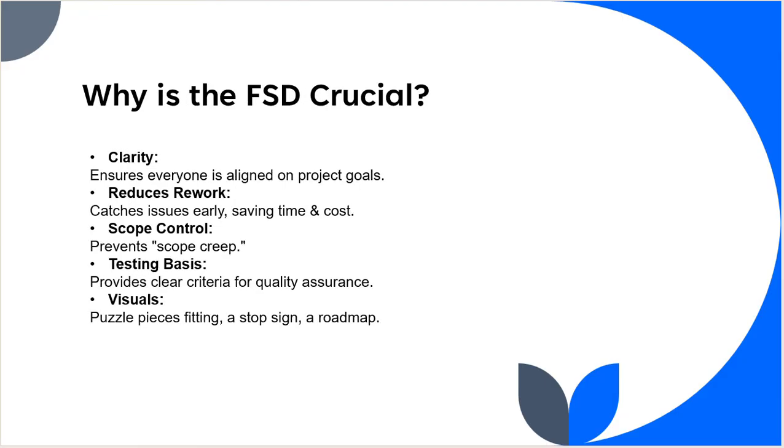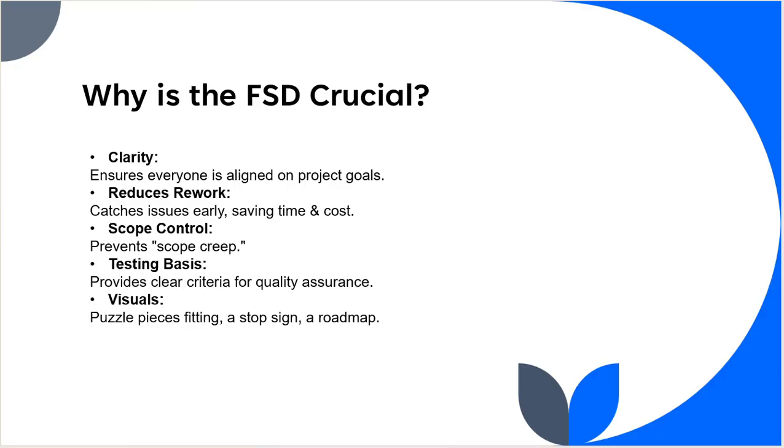On the next slide, why is the FSD crucial? It is important. It gives clarity. It reduces rework. It has scope creep control. It provides testing basis and visuals. Okay, so let's discuss the clarity part. It ensures everyone is aligned on the project's goal. So the FSD covers the project's goal, project objective, and in-scope and out-of-scope functionality.